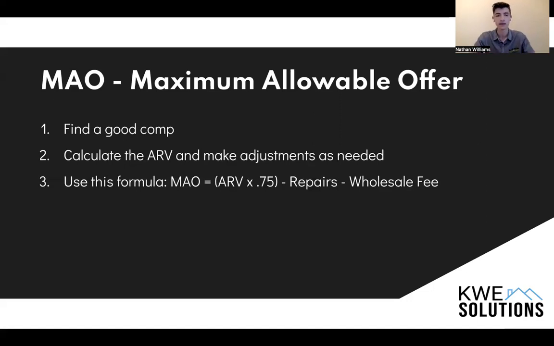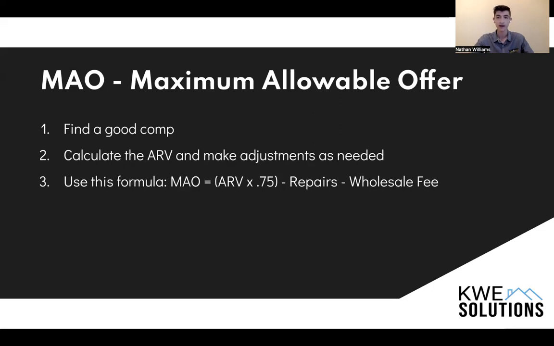And then we've got this formula right here. Once you have all these things, you can just plug and play. It's MAO equals ARV times 0.75. I will say on that 0.75, that is area based. Primarily we work DFW and Houston, and that works pretty well for us. But if you're in Phoenix, North Carolina, California, something like that, it's going to be different everywhere.